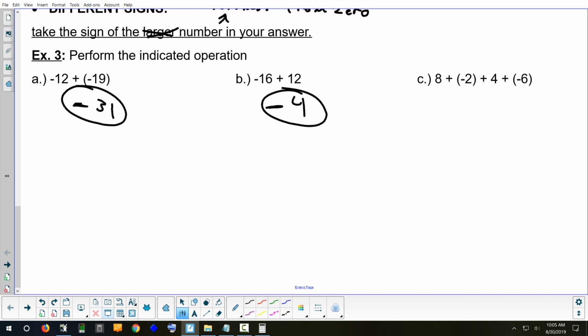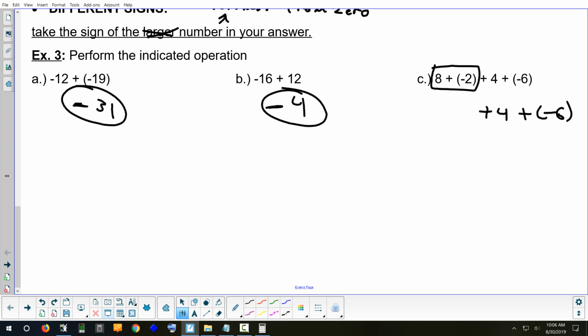PEMDAS says we just do addition and subtraction in order, left to right. So I'm not going to worry about the plus 4 yet. I'm not going to worry about the plus negative 6 yet. What I am going to worry about is 8 plus negative 2. Just focus on this. It's the only part of the problem we're going to do.